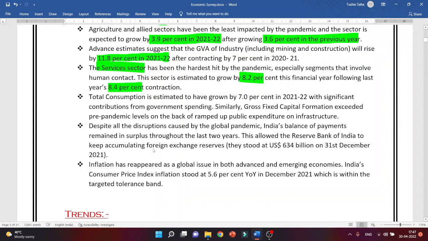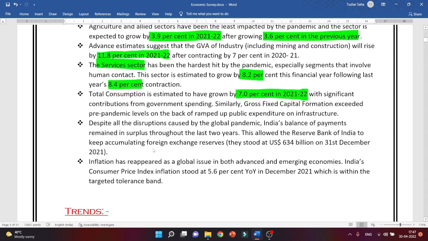Now, when I say this year, I do mean the previous financial year, right? Not now. We are in April, but if I say this, it means I am speaking about March and before. So, total consumption is estimated to grow by 0.7% in 2021-22. Okay?